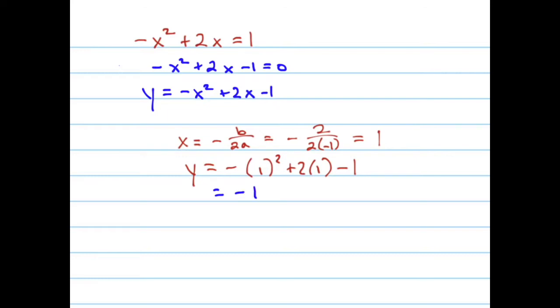Try again. Negative 1 squared. Wait, where'd you get negative 1? Because we got 1 squared, and then the negative comes after that. Negative's not part of the square. So we get 0. What does that tell us?